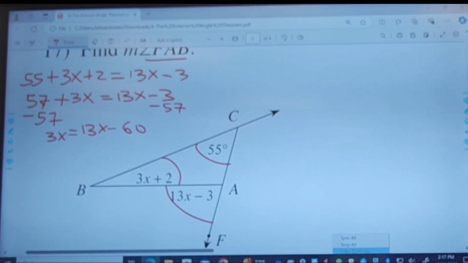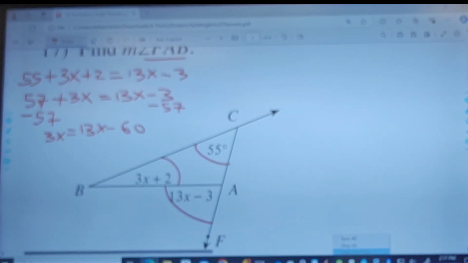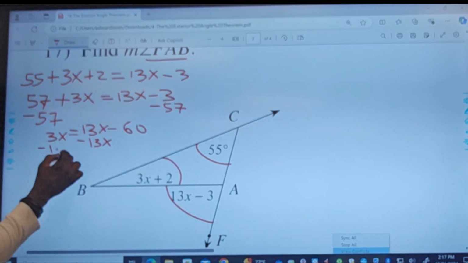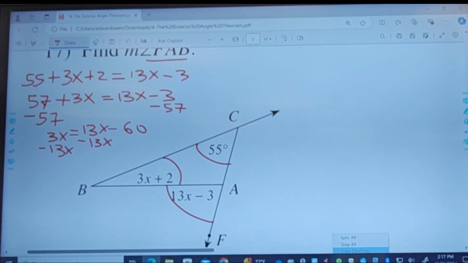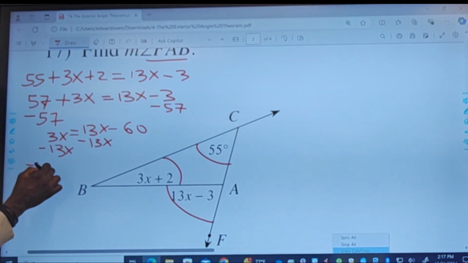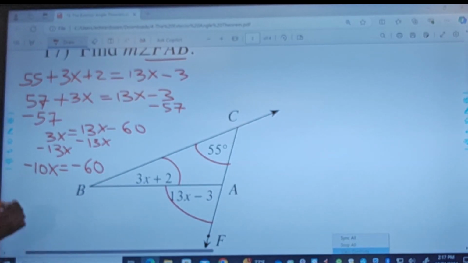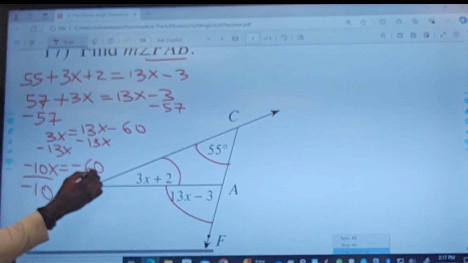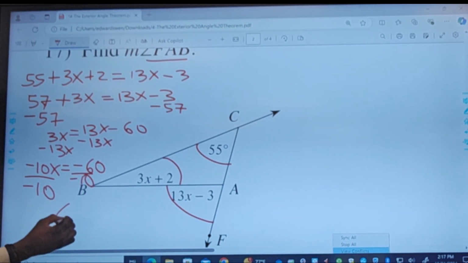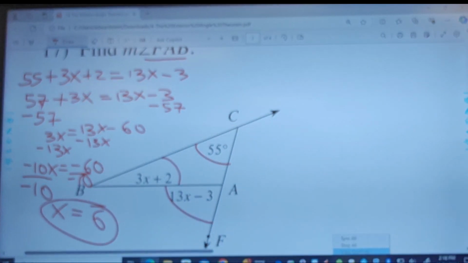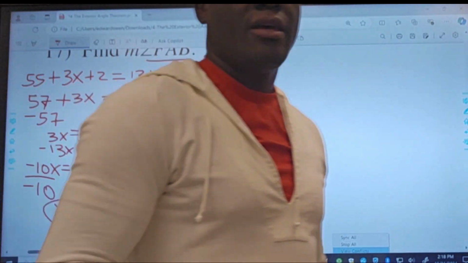Are we together on that one? So we have now reduced this. So here's the thing. I need the x's here. So I'm going to subtract 13x from both sides. Are we there? So 13x from both sides. I now have negative 10x, which is equal to negative 60. Dividing both sides by negative 10. So x is 6.